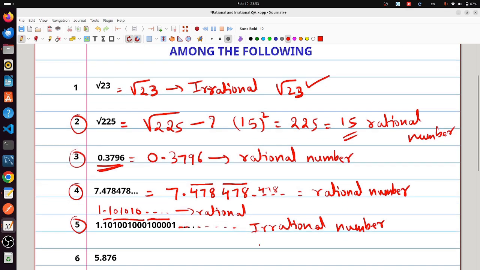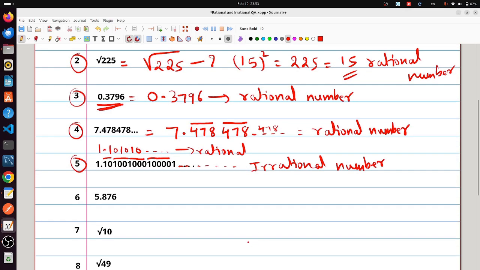Let's go to the next question. This we can anyway tell is terminating, so obviously this is a rational number, because here 5.876 is terminated.